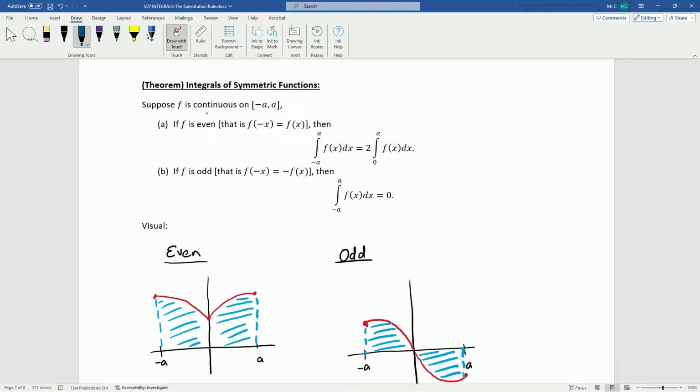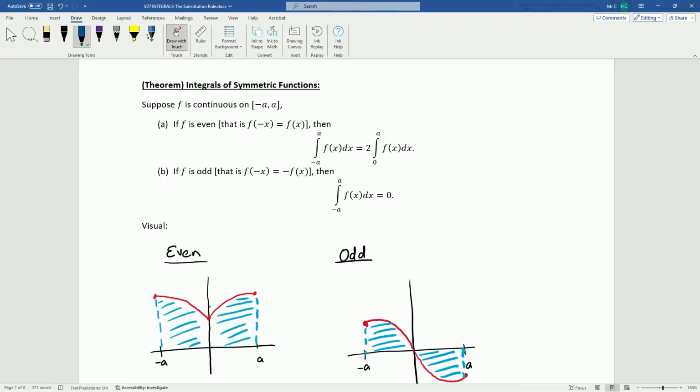Suppose that f is continuous on the bound from negative a to a. If f is an even function, that is f of negative x equals f of x, then the integral from negative a to a of f of x dx is twice the integral from 0 to a of f of x dx.